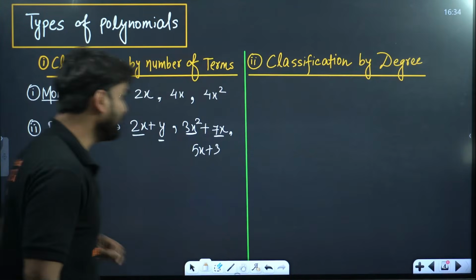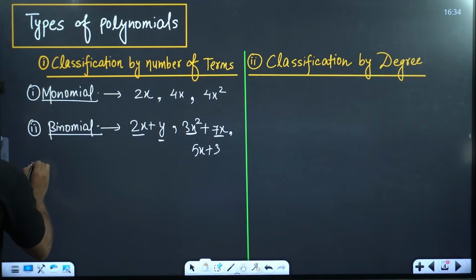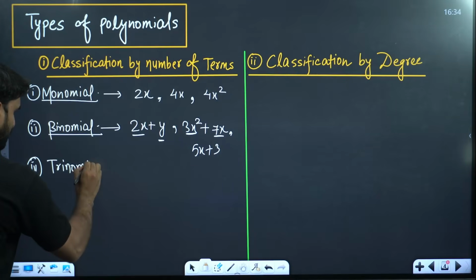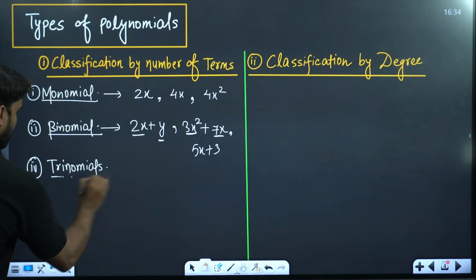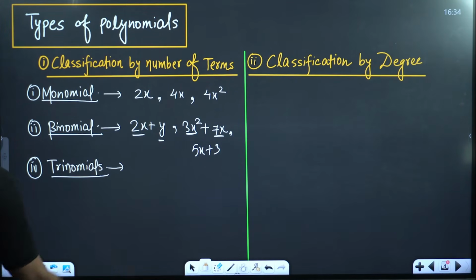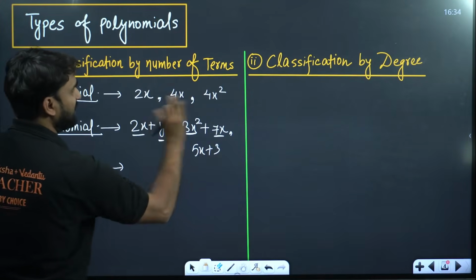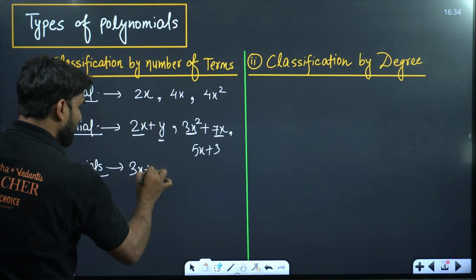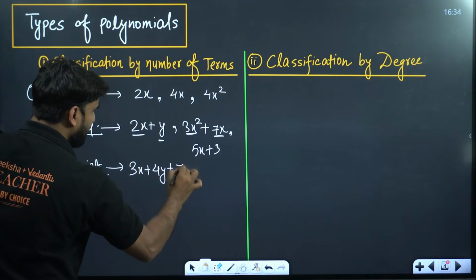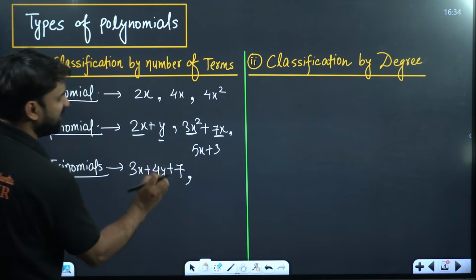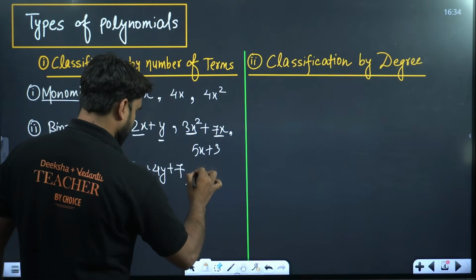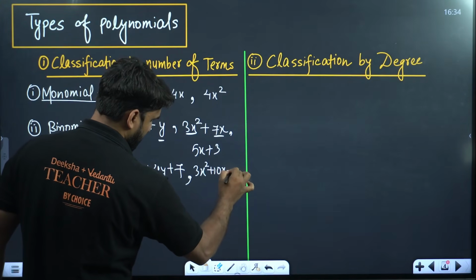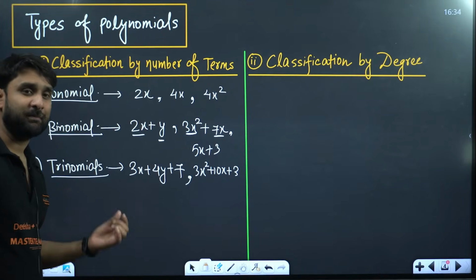Third is trinomial. I hope you have understood: monomial means only one term, binomial two terms, and trinomial means three terms. Can you see here? 3x plus 4y plus 7, or we can also take one more example, 3x square plus 10x plus 3.